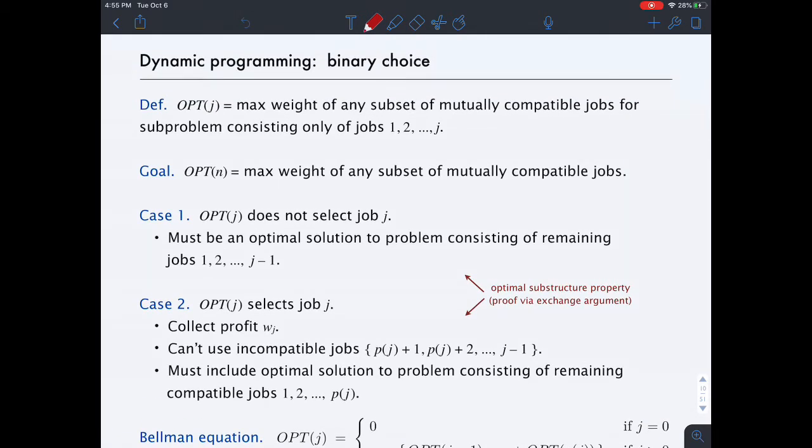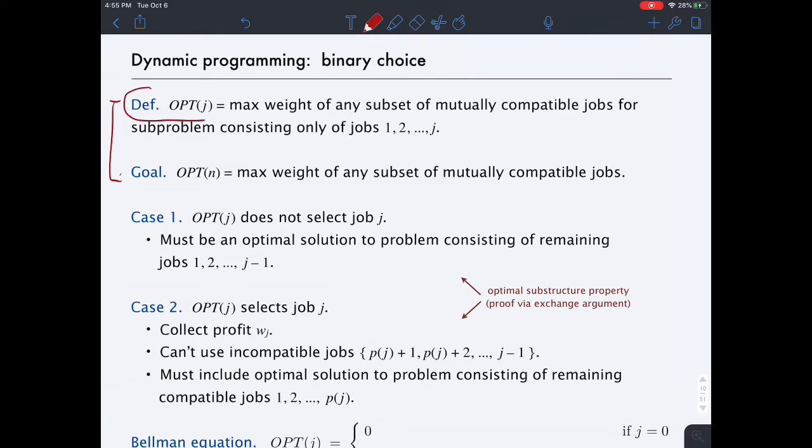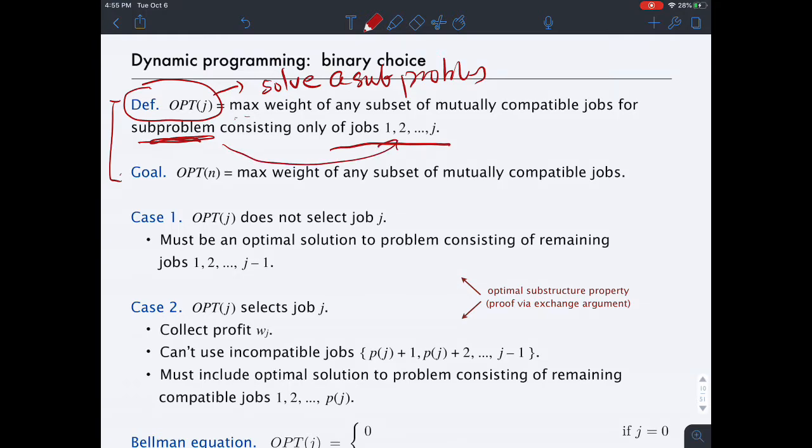So let's switch back to the slides. This is repeating what I defined just now. OPT(j) is a new function we defined. It asks you to solve a subproblem that only consists of jobs 1 to j. In English, it is the max weight of any subset of mutually compatible jobs for the subproblem. So we are looking into the subproblem that consists only of jobs 1 to j.